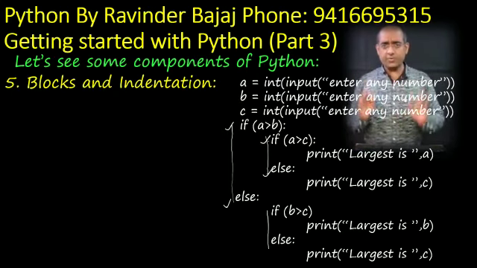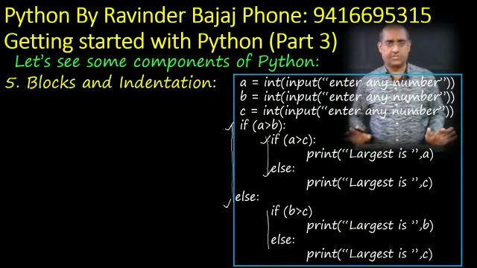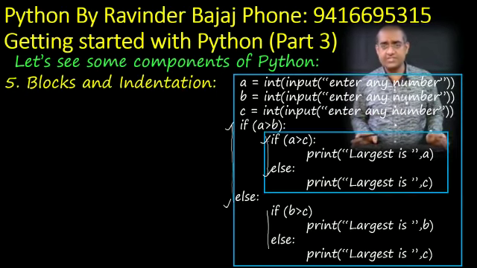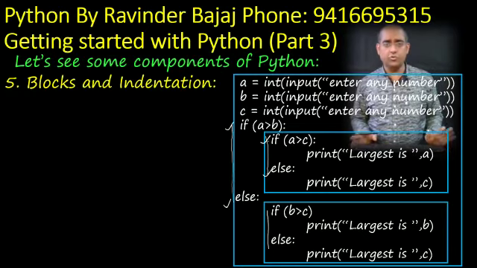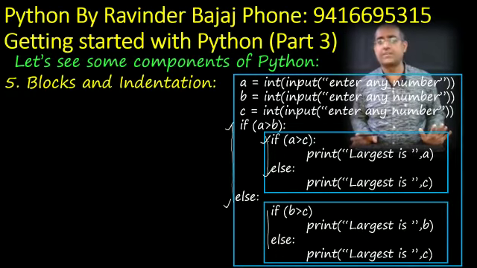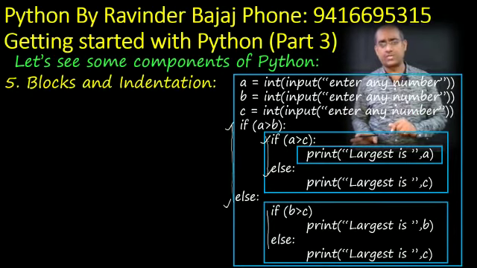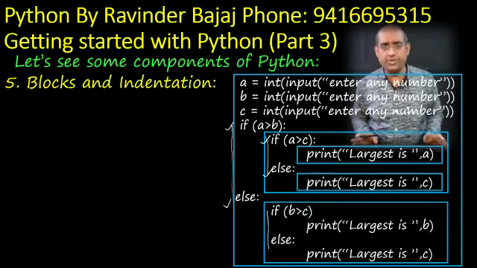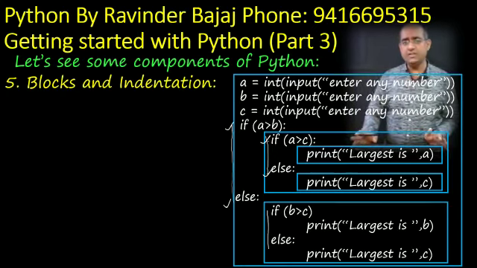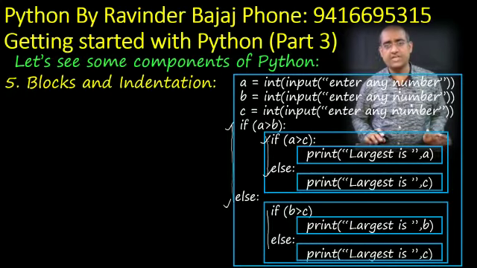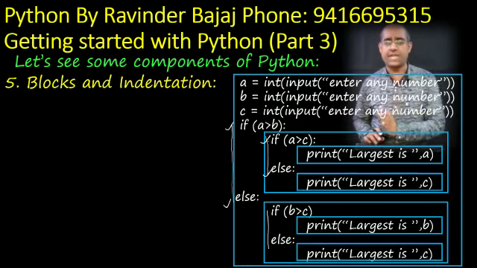Now the complete program is a big block, and inside the program this is the first block and this is the second block. So two blocks are there inside the main block, and inside these two sub blocks again two blocks are there. This print statement is under if and this print statement is under else. So indentation is with the help of tabs.